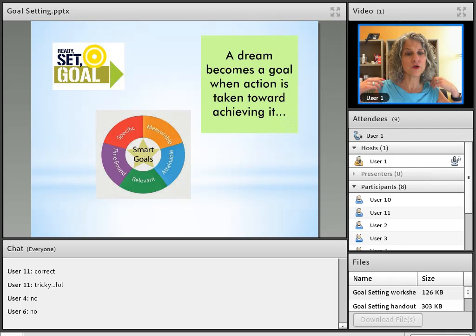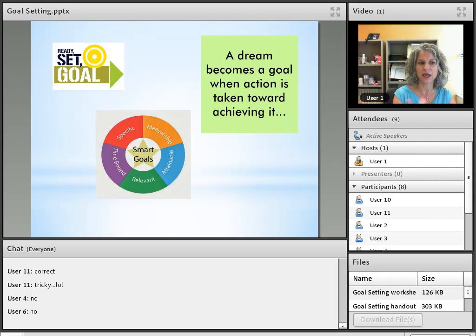So what are some other measures of I want to be healthy? Thanks, Kristen. Blood pressure, BMI, what are some other measures?